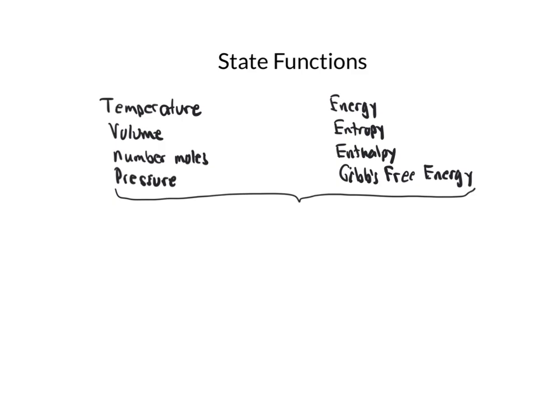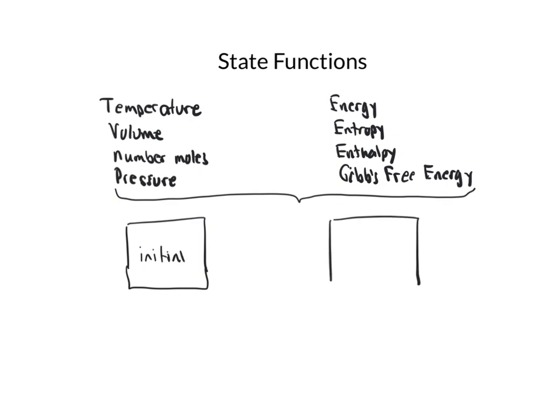If I have two states of the system, so I have some initial state of a system, and then I have some final state of a system, I can determine the difference between these two. So delta X, where X would stand in for any one of these properties, is the value of that property in the final state minus the value of that property in the initial state.